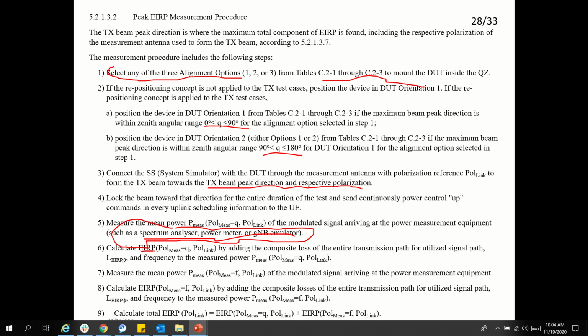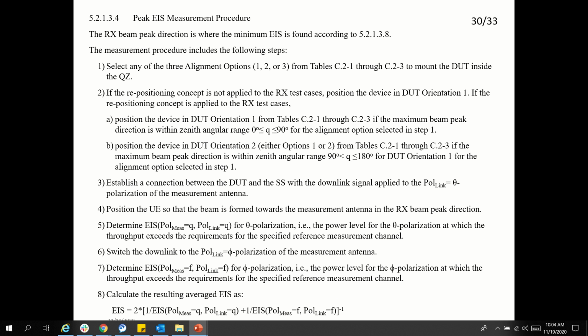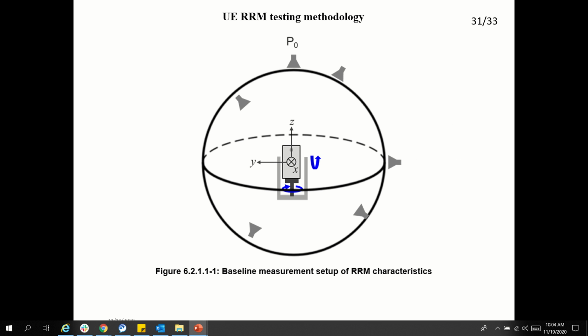For example, EIRP, you have measured will have two kinds of polarization. One polarization will have one value and another polarization will have another value. By combining these two, we have to find out the cumulative EIRP or final EIRP. Similarly, the TRP measurement procedure is mentioned. Similarly, you can see peak EIS, effective isotropic sensitivity measurements.